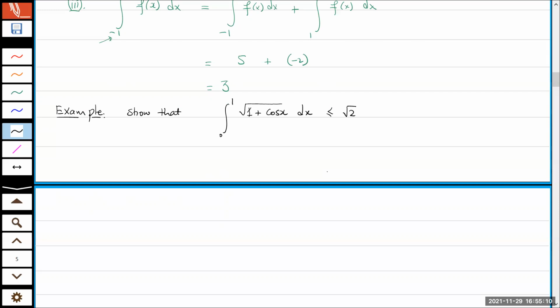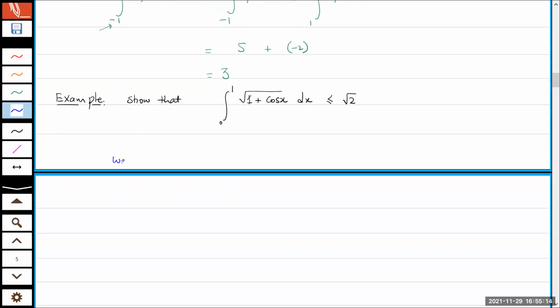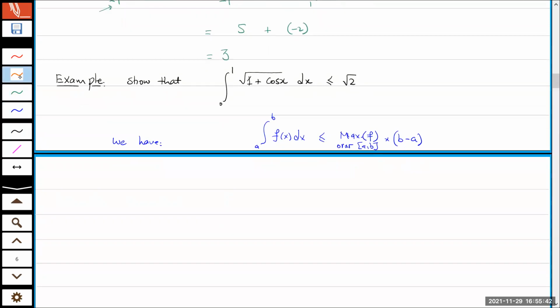Now, I will use the right-hand side of the last property that we wrote, which was, we have the integral from a to b of f of x dx is less than or equal to the maximum value of the function f over the interval a comma b multiplied by b minus a. Now, if you compare it with the integral on the left-hand side in black, I can write here a equals 0, b equals 1, and our integrand f of x must be equal to the square root of 1 plus cos x. Left-hand side becomes the integral that we have up here. And now we have to show that this is less than or equal to root 2. So I need the maximum value of f over the interval 0 to 1. And then I will multiply it with the length of the interval, which goes from 0 to 1.